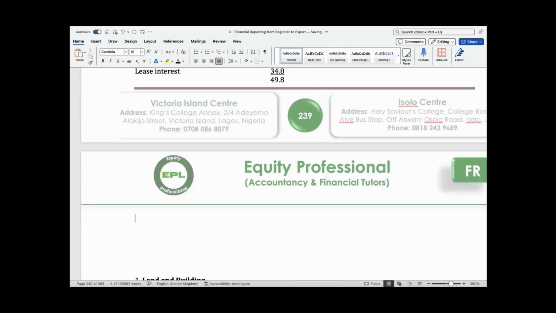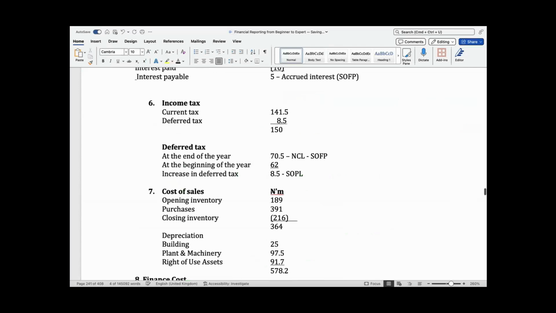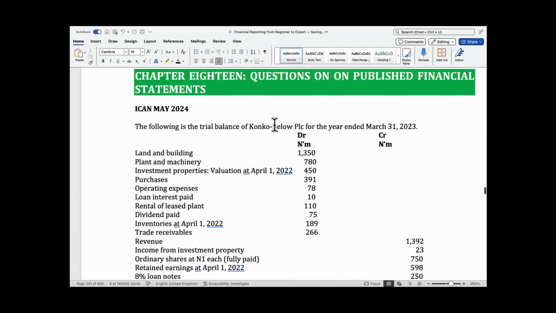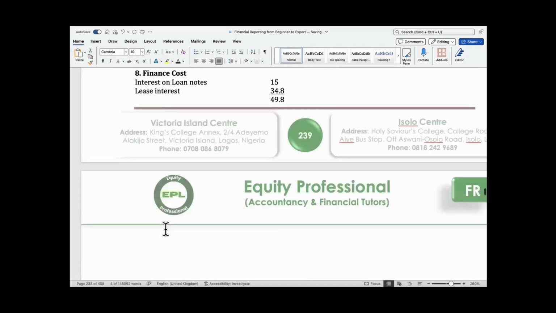Then I can prepare my P&L for this company. What's the name of this company now? Cocoa Below PLC. Statements of profit or loss for the year ended 31st December 2023.